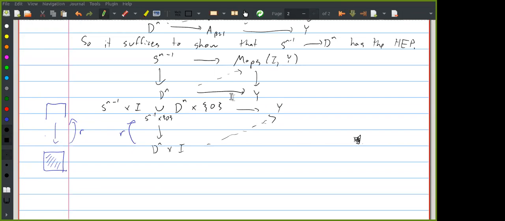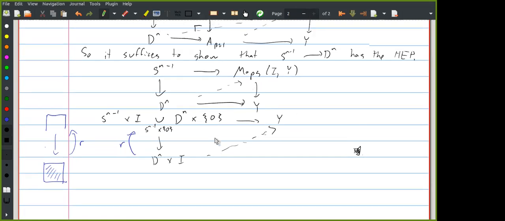Now, I could be wrong about this, but I think that having this property implies that you are automatically a closed inclusion. But don't take my word for that. It definitely implies that you're automatically an inclusion.